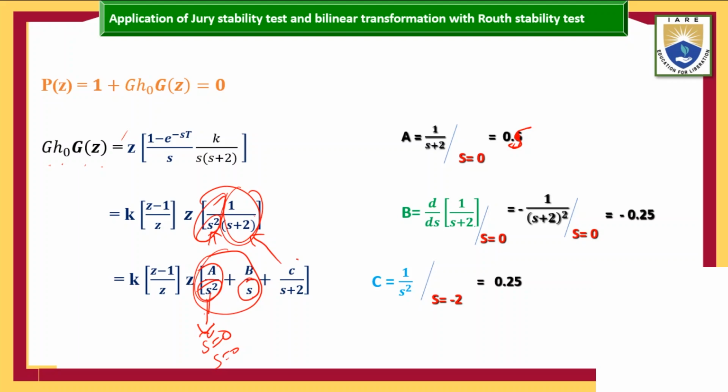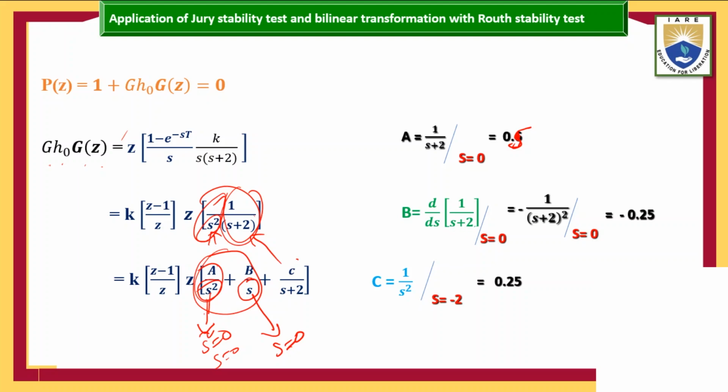So d by ds of s plus 2. This is the way you have to find, where s equal to 0. So if you take, first of all, the derivative part for this function, minus is coming. Derivative of a by b, that is nothing but minus 1 by s plus 2 whole square.